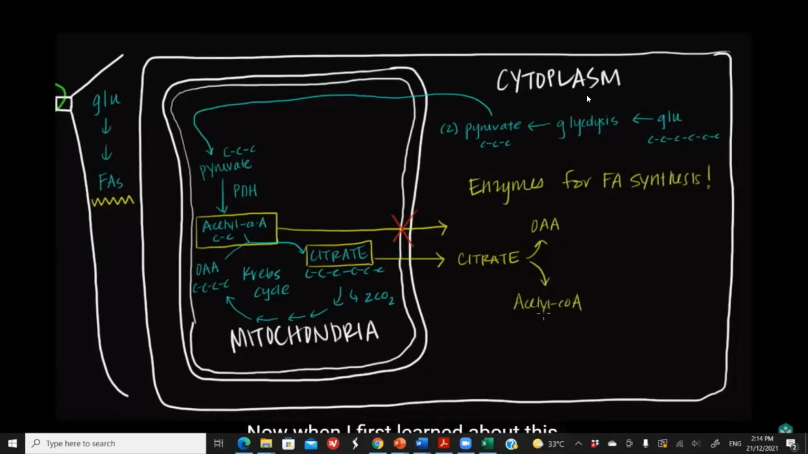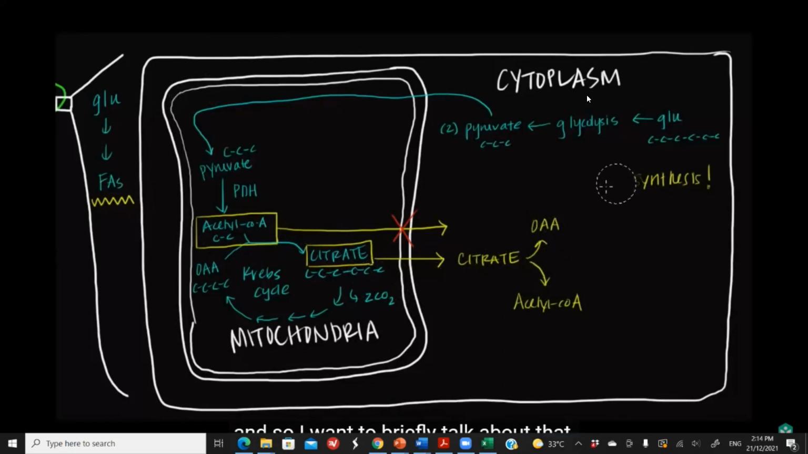Now, when I first learned about this, it kind of struck me as a really roundabout way to accomplish what seems like a pretty simple task, right? Which is to get acetyl-CoA into the cytoplasm where the enzymes for fatty acid synthesis can link it together to form a fatty acid. But it turns out that there might be a benefit for this citrate shuttle to make fatty acid synthesis perhaps more efficient.